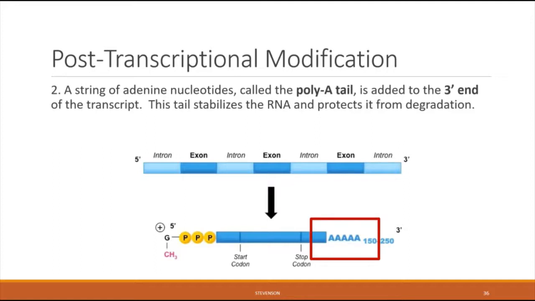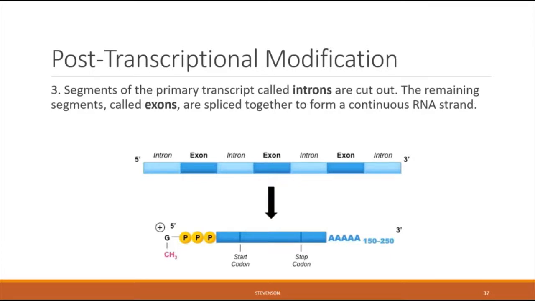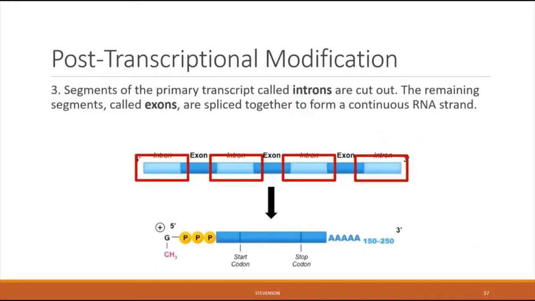The second thing that happens is that a long string of adenine nucleotides, called the poly-A tail, literally meaning the tail of many A's, is added to the opposite end, which is the 3' end of the pre-mRNA, the end that corresponds to the sugar in the backbone. This tail, kind of like the cap, stabilizes the RNA and protects it from being degraded. The third thing that happens during post-transcriptional modification is that entire chunks of the primary transcript are cut out and the remaining chunks are sewn back together. The segments that are chopped out are called introns, and the segments that are sewn back together are called exons.